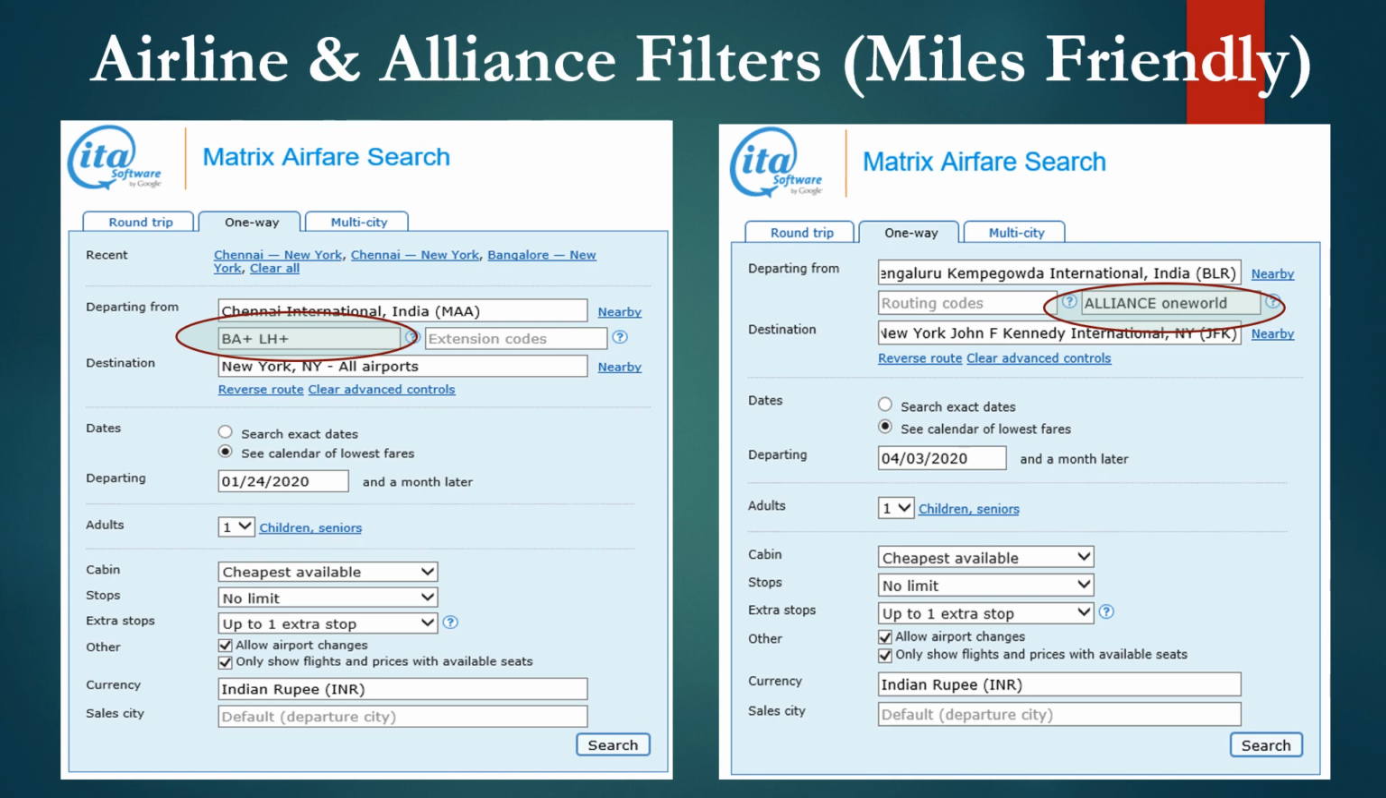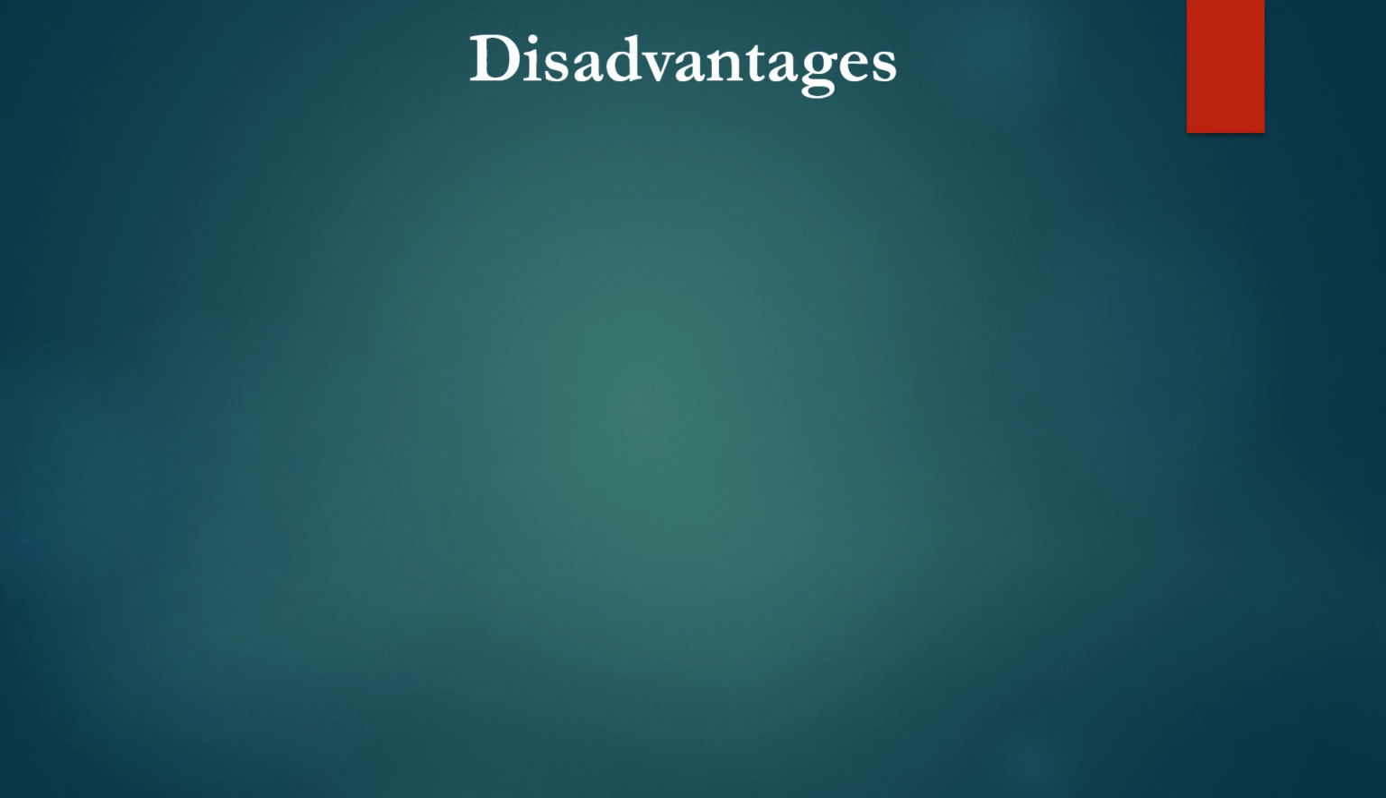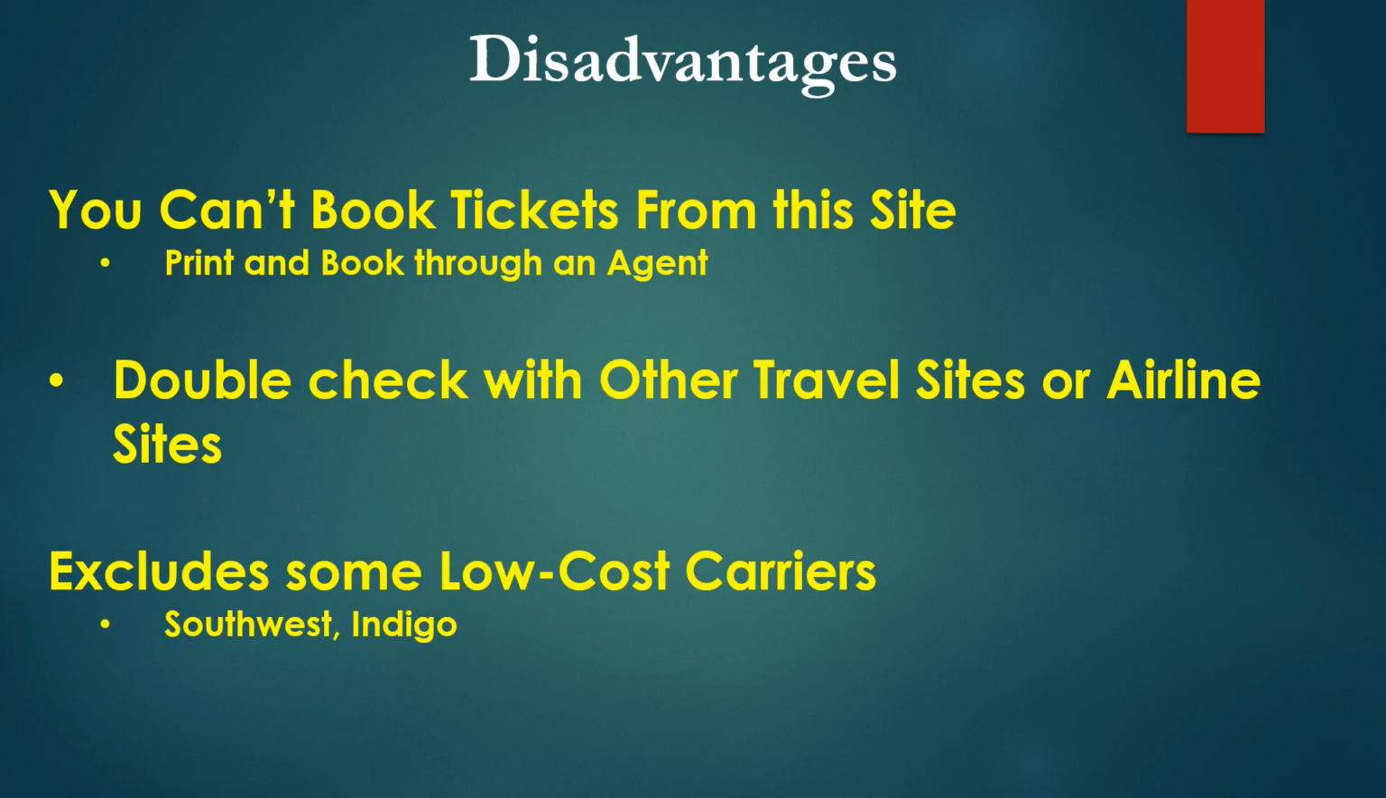So you can search. In this example, I'm looking for flights between Bangalore and New York that is operated by OneWorld alliance partners. There are also a few drawbacks with this site. The top one being you cannot book tickets from this site. You have to print this and give it to your travel agent or directly go to an airline website and book this one. If your company is booking your ticket, take this printout and send it to your travel desk. They'll be able to book the exact same itinerary for the same price.